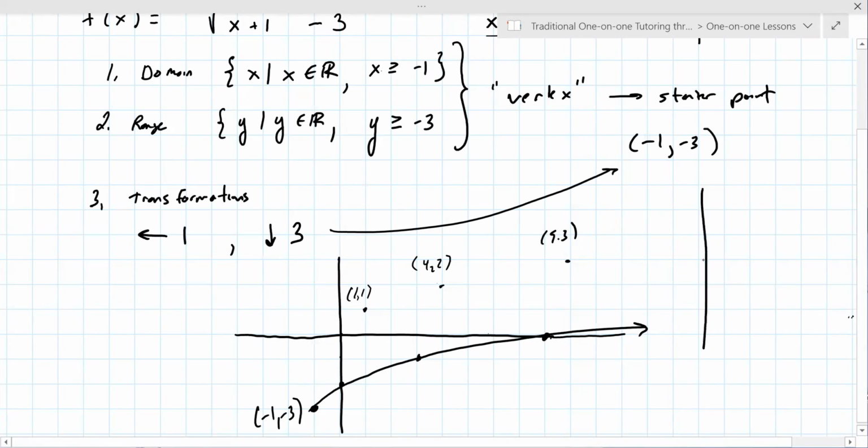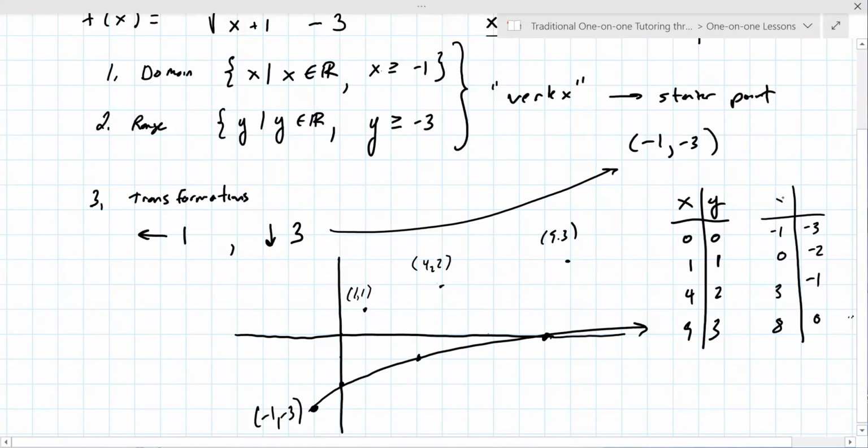Even though I'm not supposed to use this, I have to. I'm still writing the points down, and you're just transforming them. Each of these points moves left 1, and then each of these points moves down 3. I'm still doing a table, even though I'm not doing a table, so to speak.